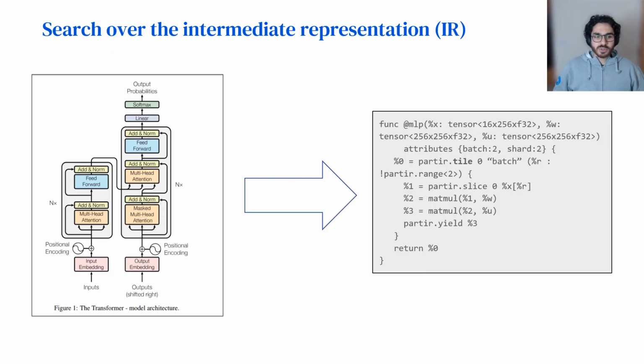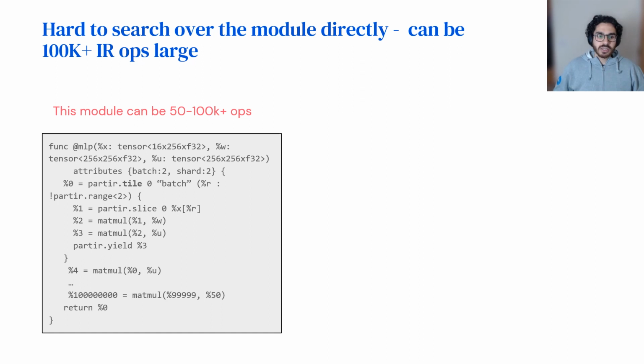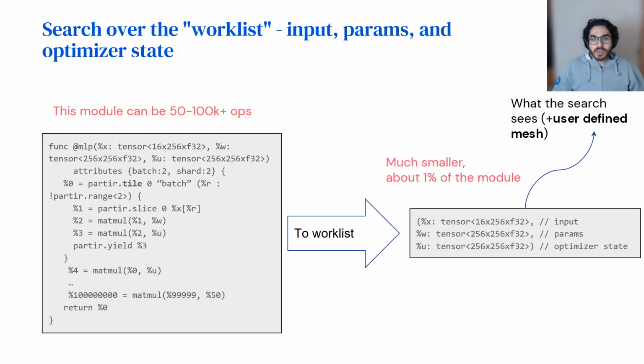Our search operates over the MLIR of the neural network representation. Once the user provides a neural network, we trace it into MLIR, which exposes all the operands and how they are used in the neural network, which could be a very large model. In our previous work, we explained how we reduce the size of the module by only considering the worklist, which is basically what an expert would use for partitioning a model. It consists of the input parameters and the optimizer state.